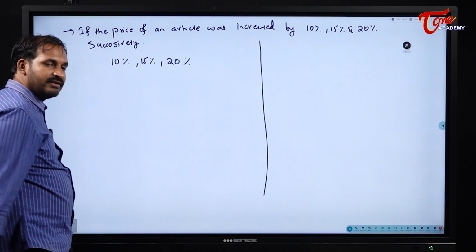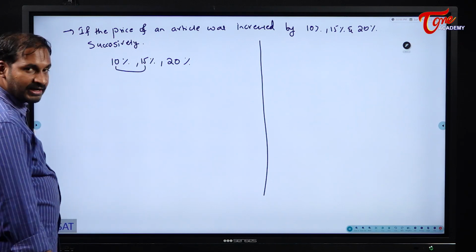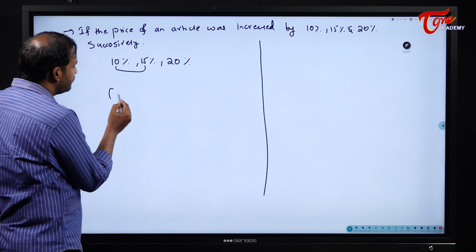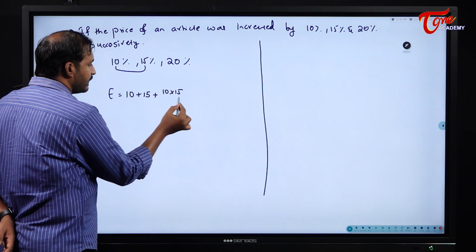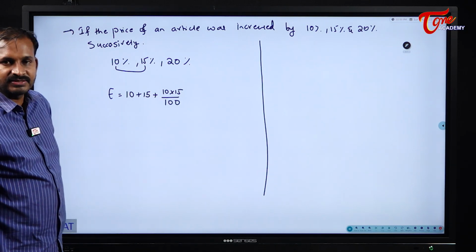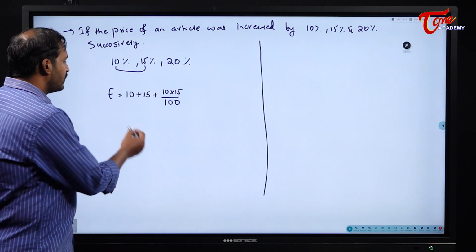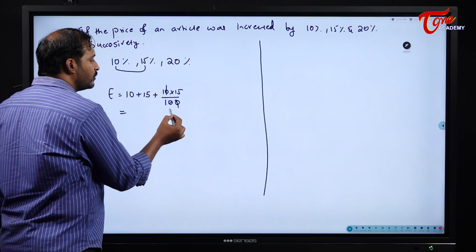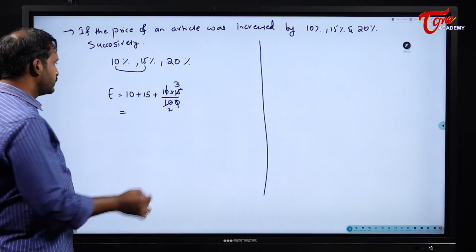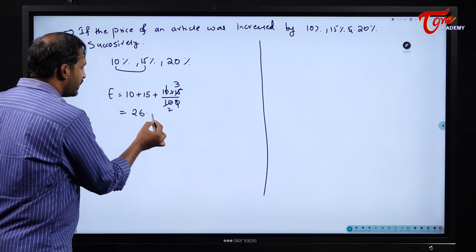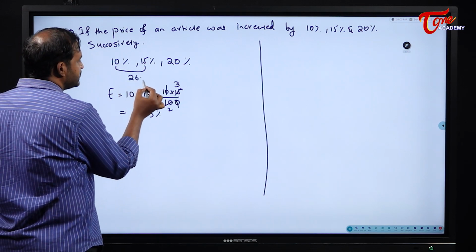So if you go with the standard formula, you should take 2 at a time. First find out the effective percentage between 10 and 15. What is the effective percentage between 10 and 15? 10 plus 15 plus 10 into 15 by 100. Why? Because x plus y plus xy by 100. Both are increasing, so I will take both as plus and plus. Now 0, 0 get cancelled, 2 times and 3 times. 3 by 2 means what, students? 1.5. So this will become overall 26.5%. First, the effective percentage between 10 and 15 will become 26.5%.